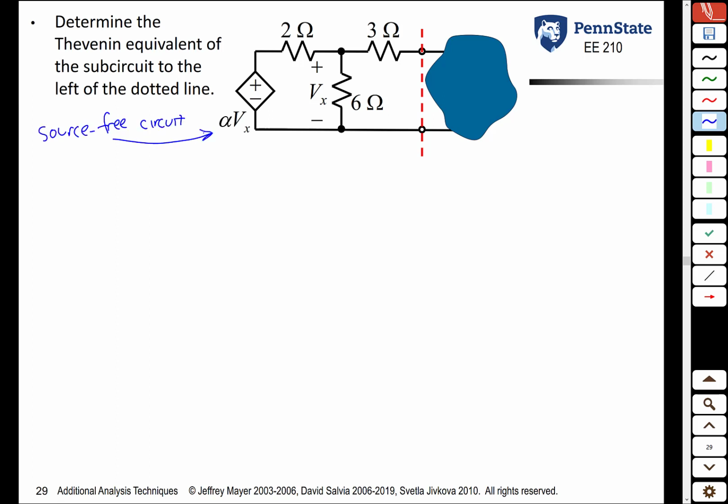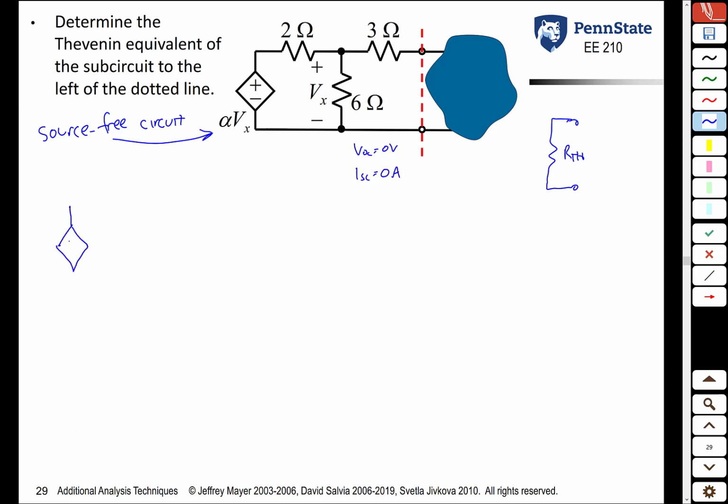Notice this circuit is source-free because it has no independent sources. It has a dependent source, but that does not count as far as Thevenin equivalents go. Because it is source-free, what this means is that the model for this subcircuit is nothing more than a Thevenin resistance. Because if we were to measure VOC, we would see that it was 0 volts. If we were to measure ISC, we would see that it was 0 amps. So the Thevenin equivalent is just a resistance, and the only way we can find it is through this external stimulation method. So let's apply that.